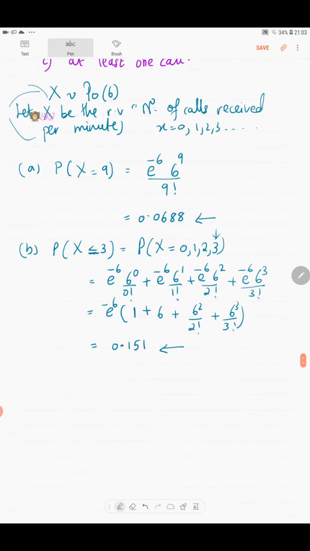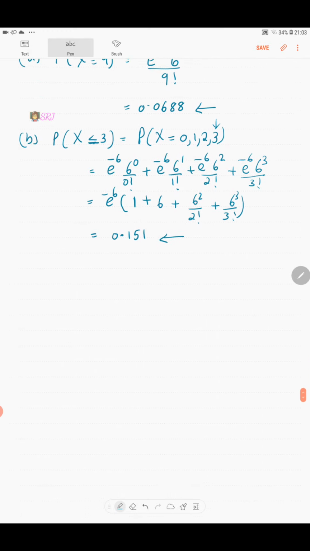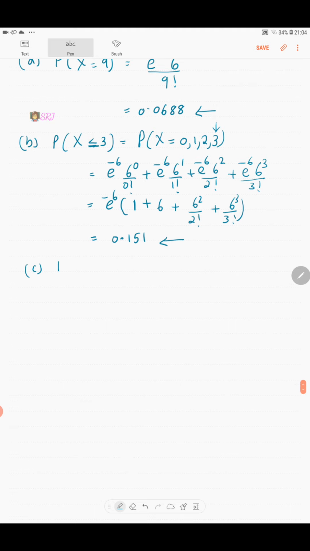And the last part, at least one call is received. At least one call, this means X is greater or equal to 1. Minimum one call is received. So here we have to calculate probability X is equal to 1, 2, 3, 4 up to infinity. Again, we cannot calculate it in this way. We have to use a complement.